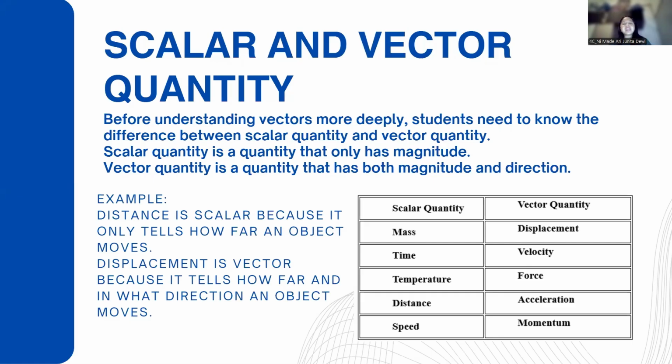Now let's look at the vector quantity. It's different. A vector quantity has both magnitude and direction. For example, displacement, velocity, force, acceleration, and momentum. Let's compare two examples, distance and displacement. Distance is scalar because it only tells us how far an object moves. For example, a student walks 5 meters. But displacement is a vector because it tells us how far and in what direction an object moves. For example, a student walks 5 meters to the east. Like that, okay?